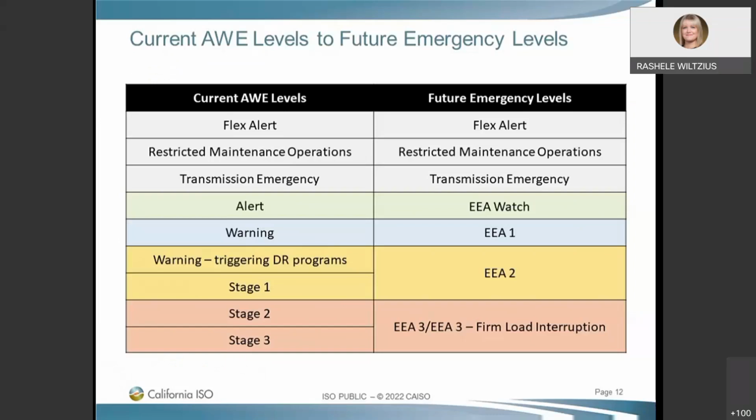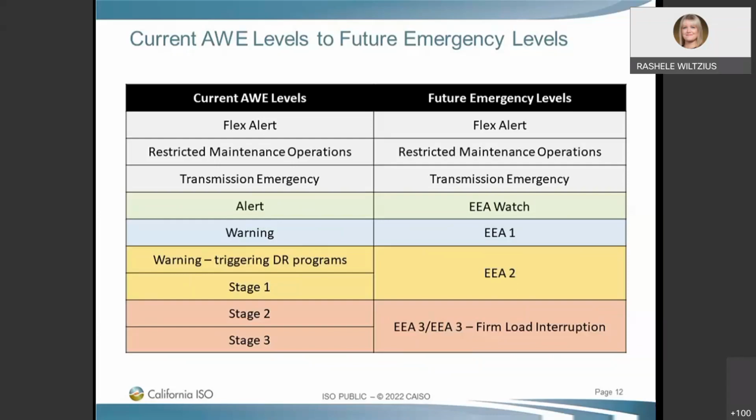Okay. Now to the left, you can see the future emergency levels, or the NERC EEA levels, and how they correspond to the current AWE levels. Okay. So currently we have what's called an alert. As of May 1st, you're going to see something coming through called an EEA watch. Okay. It directly corresponds to an alert. It means the same thing. We're just naming it something a little bit different.